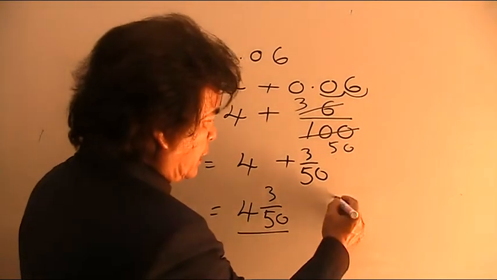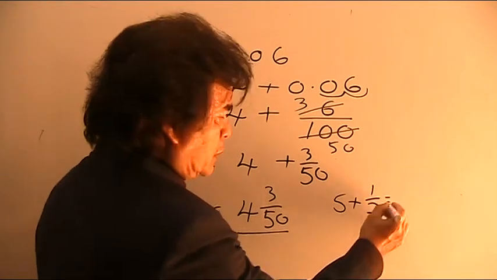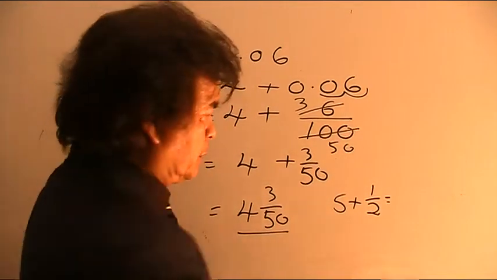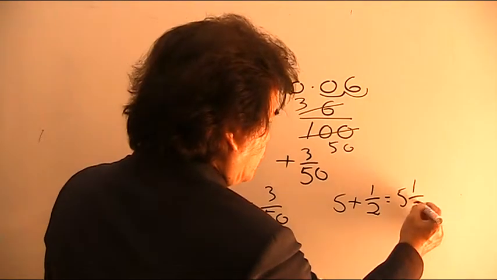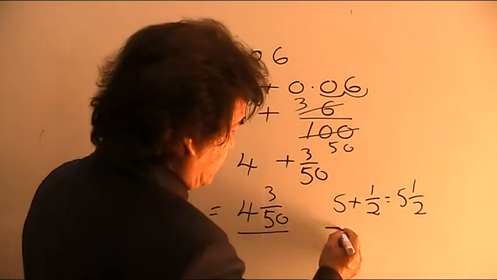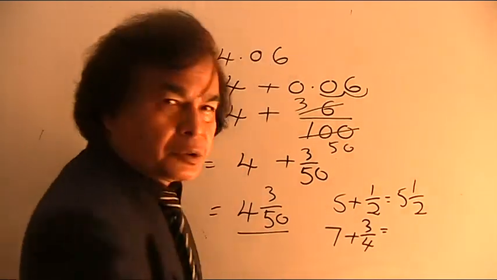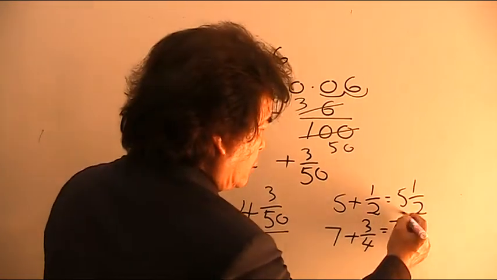If I say 5 plus 1 over 2, this equals what? Yes, this is 5 1/2. And likewise you have 7 plus 3 over 4, that will be equal to 7 3/4.